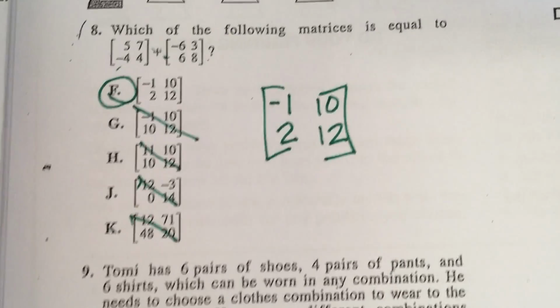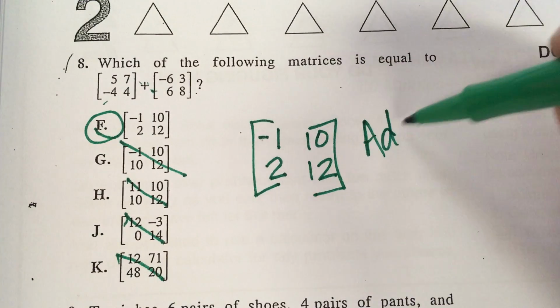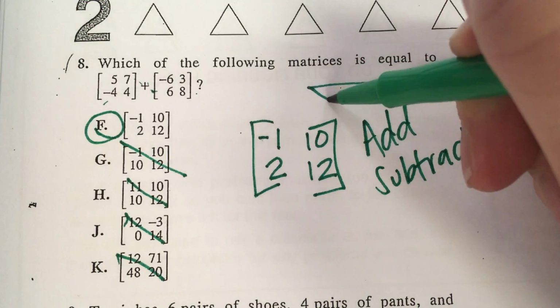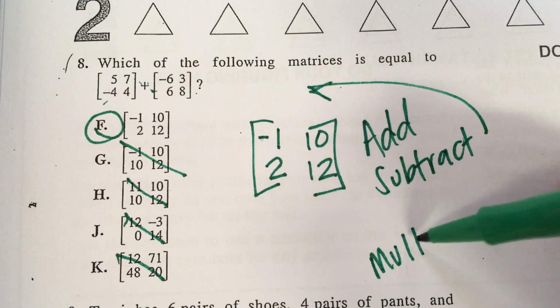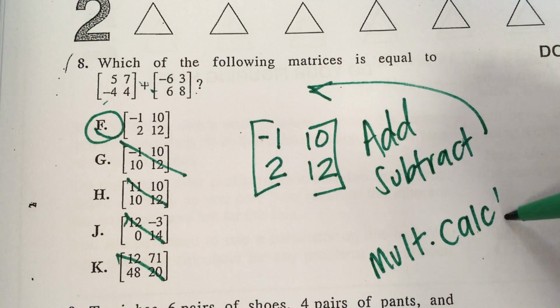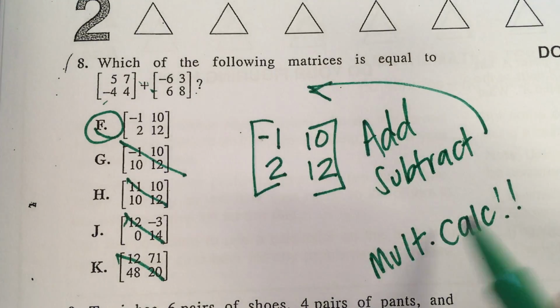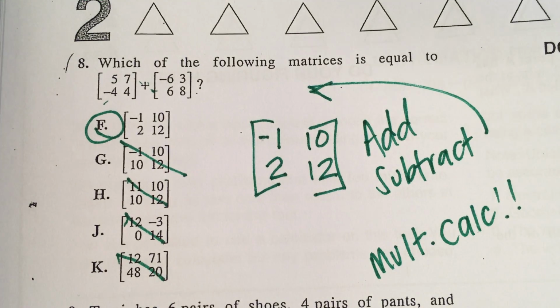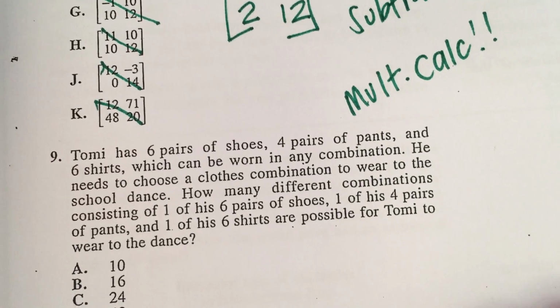For number 9, this is adding and subtracting, by the way, before we move on. Adding and subtracting is just like this. If you want to do multiply, you should use your calculator because that's the one where you take the 2 and multiply them and then add. It's like a whole long process. So I would do multiplying in your calculator.